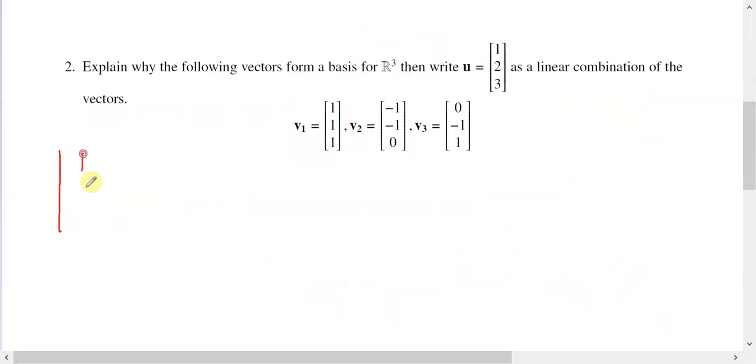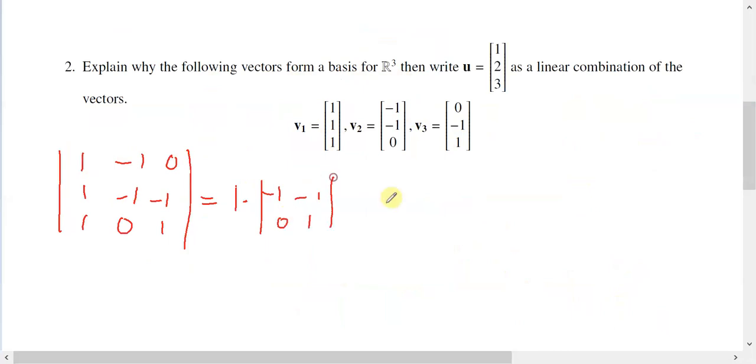And so to check if they're linearly independent, I put them in a matrix as the column vectors of the matrix. And I take the determinant of that matrix. Well, it's easy enough to just go across this top row. I got 1 times the determinant of minus 1, minus 1, 0, 1, minus a minus 1 times 1, 1, minus 1, 1. If I do these, this is going to be minus 1, minus 0, so this is going to be minus 1 from that first one.